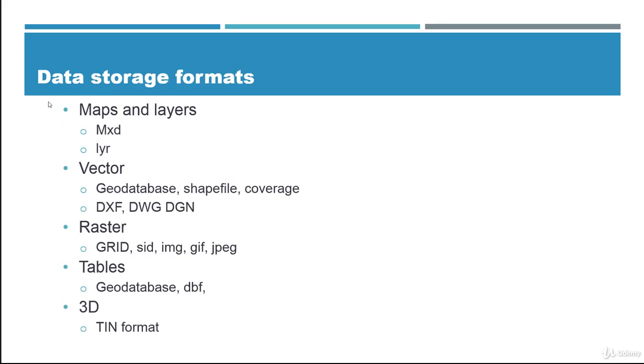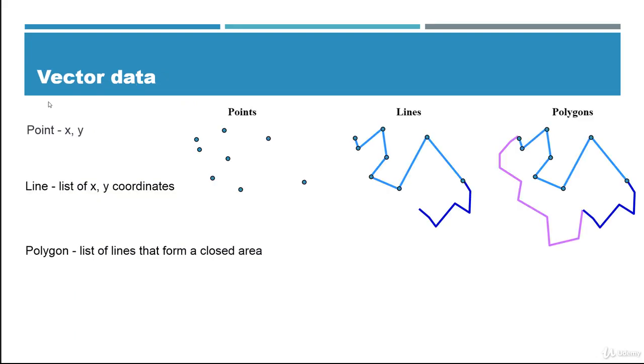And there are other data storage formats, multiple ways. For example, a 3D, a table, a raster format, a vector format, or maps and layers. And the three vector data types include points, lines, and polygons. Points are just an XY coordinate, whereas lines are a list of XY coordinates, a connection of different XY coordinates or points. And a polygon is a list of lines that form a closed area or just a collection of connected lines.